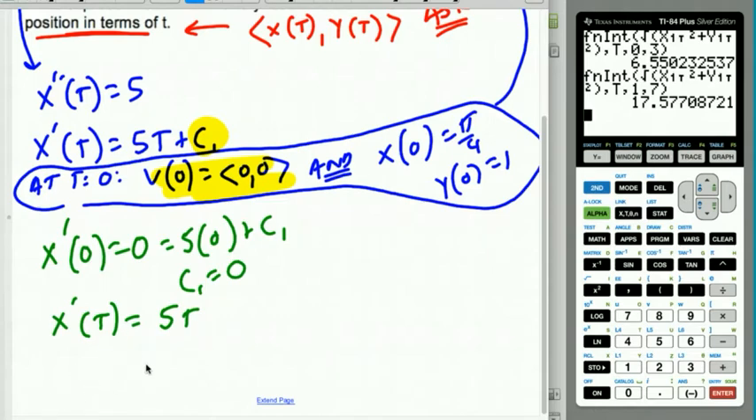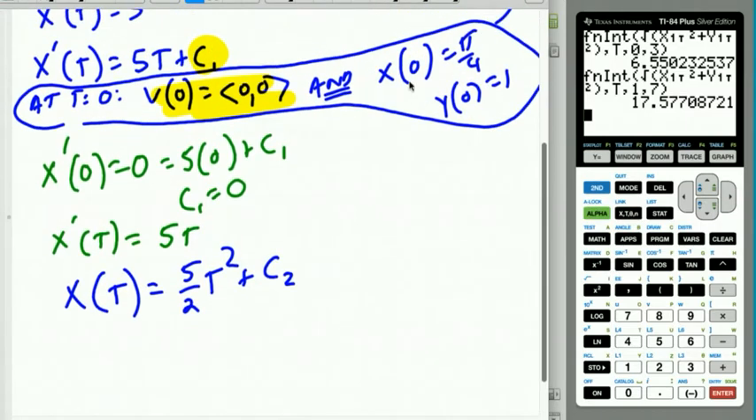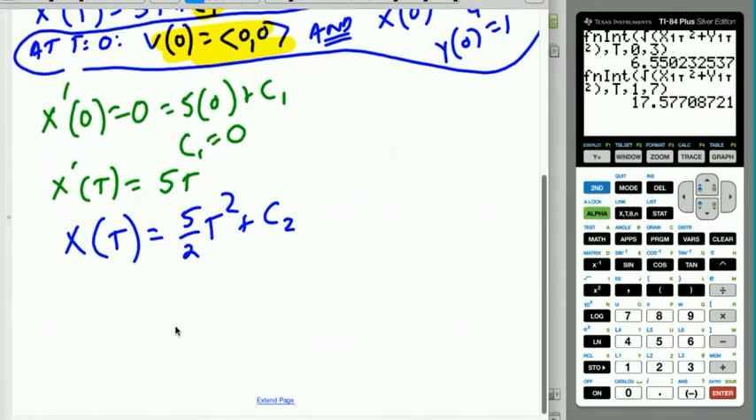Okay, so now I can go one step farther, and I can go ahead and find x of t, right? So x of t is going to be 5 halves t squared plus this thing I'm going to just go ahead and call c sub 2. Well, I know that x of 0 is apparently pi over 4. So what that means, right, if x of 0 is pi over 4, I'm going to use that to say, cool, when I plug in 0, I get pi over 4 equals 0 plus c sub 2.